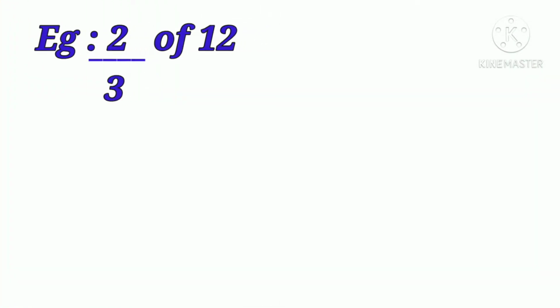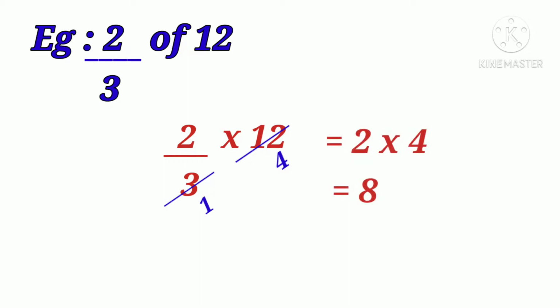Now let's see an example. Now how to find 2 by 3 of 12. So for denominator 3, 3 ones are 3 and 3 fours are 12. So the numerator 2 into 4 gives 8. So 2 by 3rd part of 12 is 8.